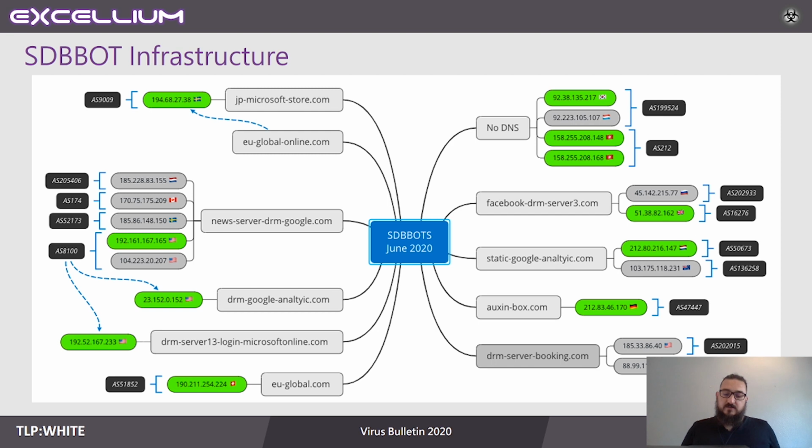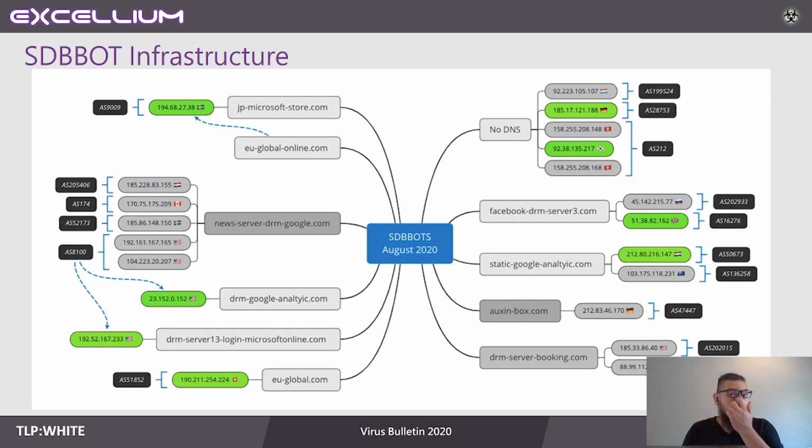In June, the German company Telekom published a report which claims that now SDBBot is using TLS. We don't have any sample yet, so I can't confirm. But in this case, it would mean that this solution will not work anymore. But in August, we found another server located in Germany. And of course, we saw three other hostnames which are related and now not active anymore. So we will see.